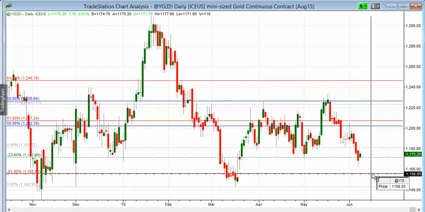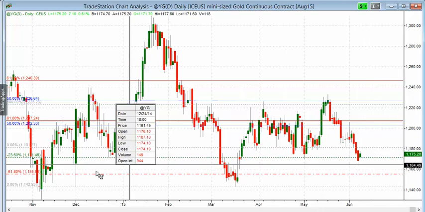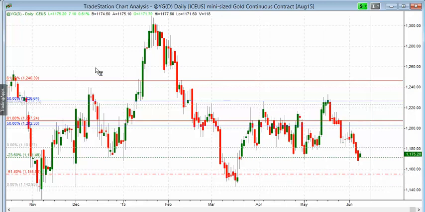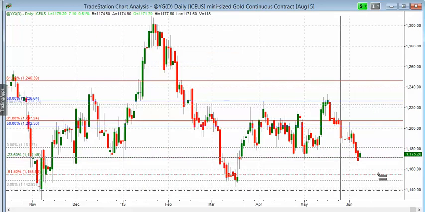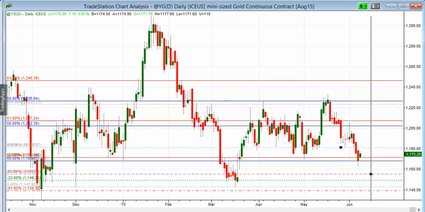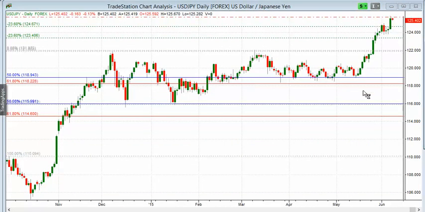If it moves into 1155, we're going to retest again those lows that have been tested in the last few months here, and we're going to play an extension short to see whether that sequence fails with a potential reversal for this market. US dollar versus Japanese yen has just continued higher.